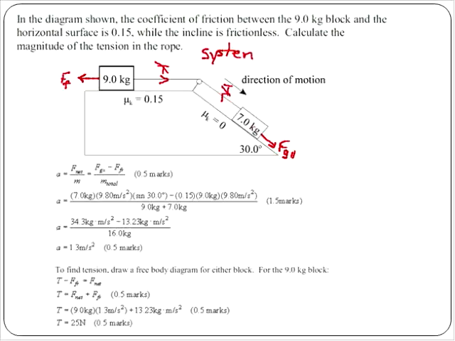Now, if you had done it using the other block, you would have gotten exactly the same answer. The only difference is it would have been negative, because that other tension for the 7 kilogram block would have been to the left. So you would have gotten a negative 25. But it's the same answer. It's the same magnitude. Magnitude is all you're looking for in this one.